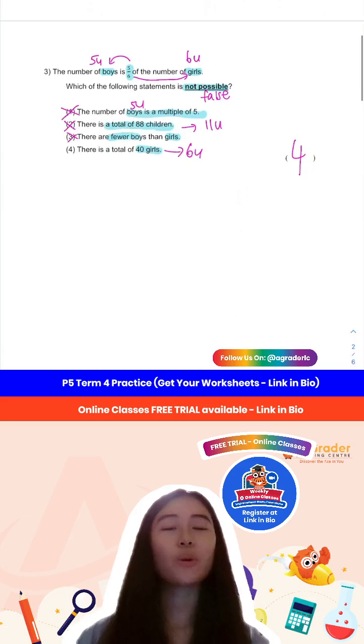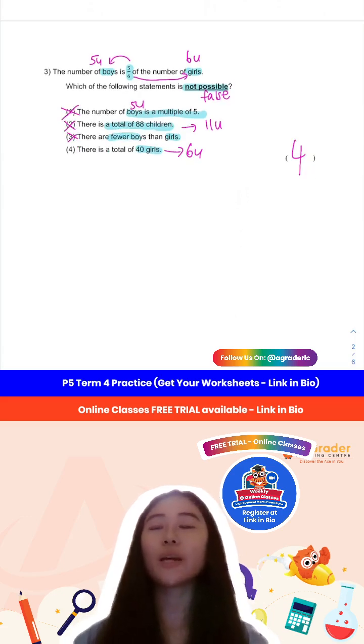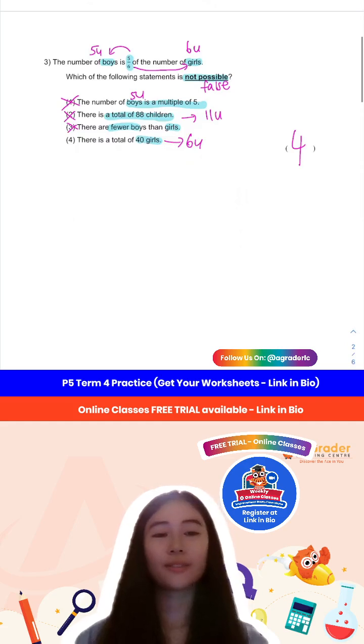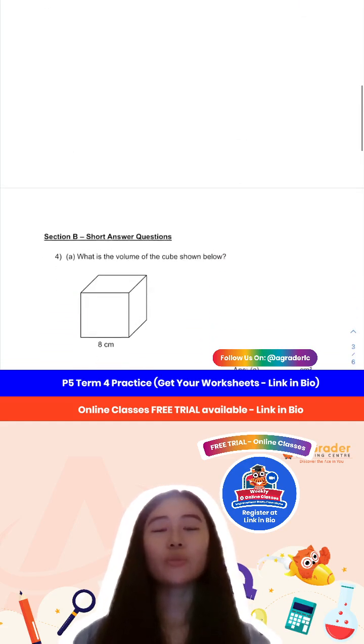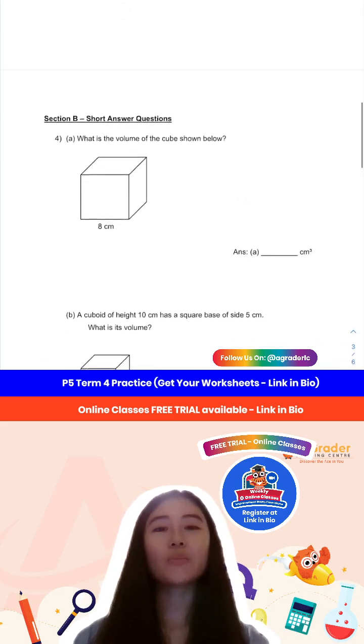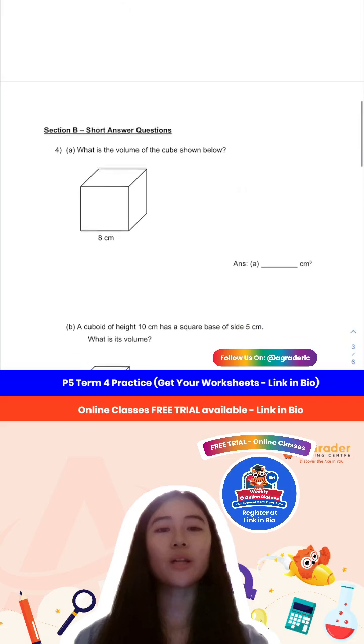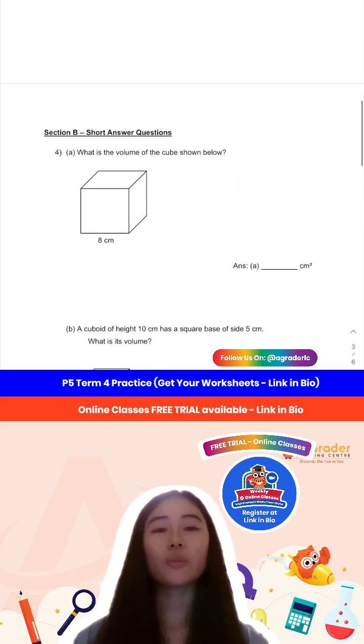Any other questions before we move on? We only have 3 MCQs today. All good? Okay, then we're going to move on to section B. Section B is on volume. So let's take a look at this volume question.